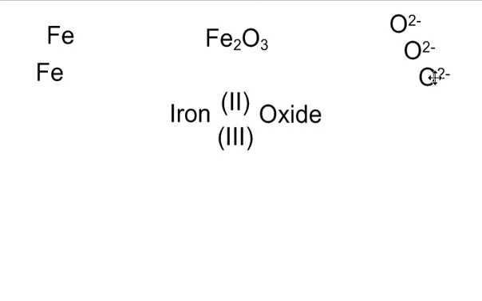So these 3 oxides add up to a -6. These 2 have to add up to a +6. That tells me that my ions have to be 3+. So it is not iron 2, it is iron 3 oxide.